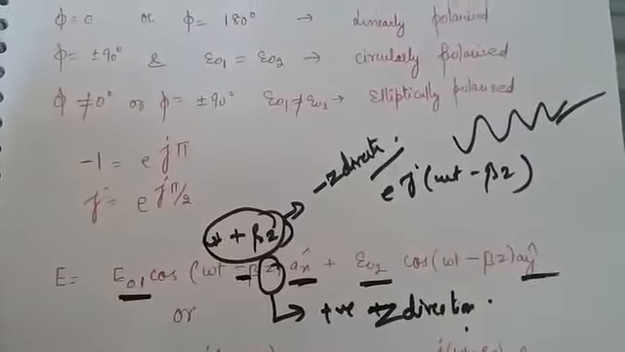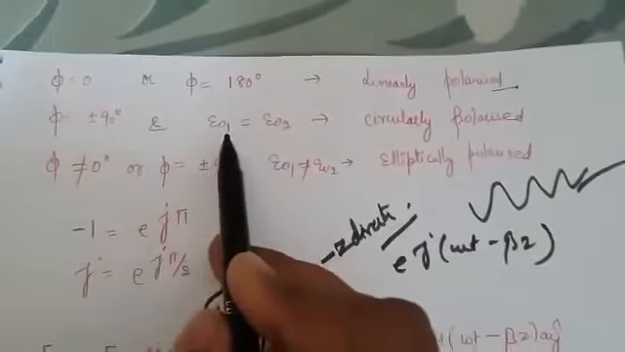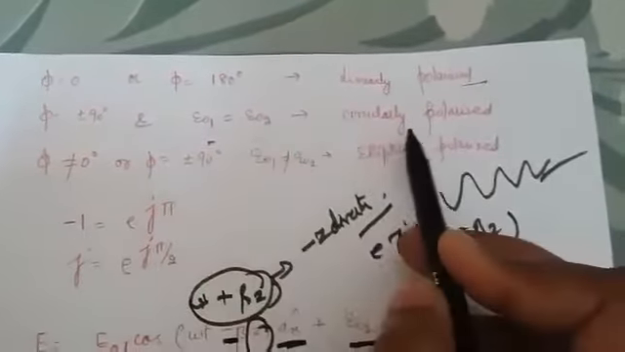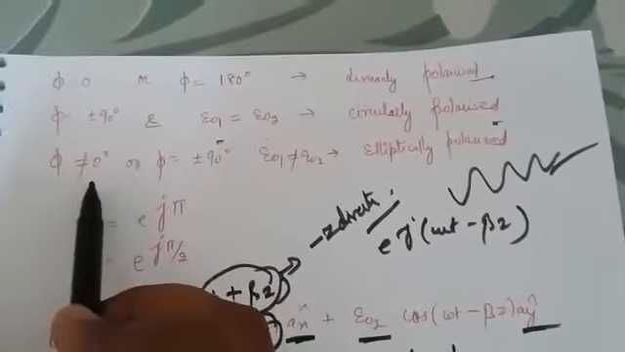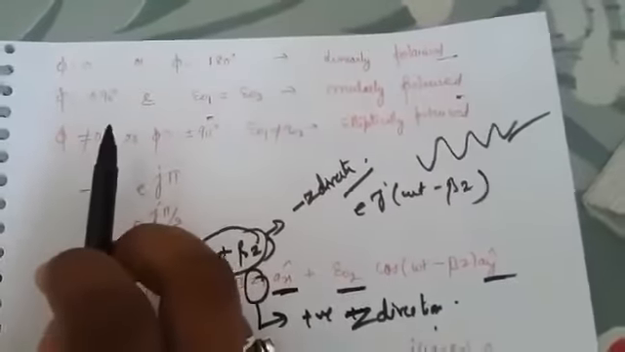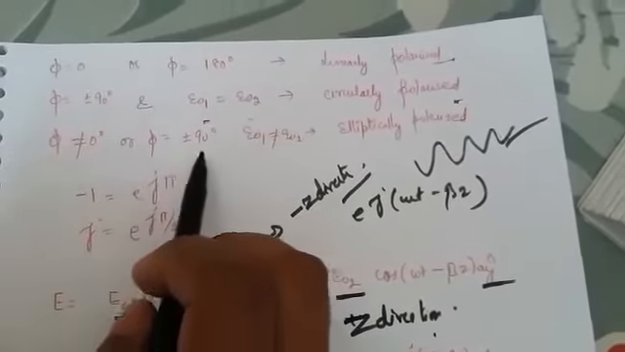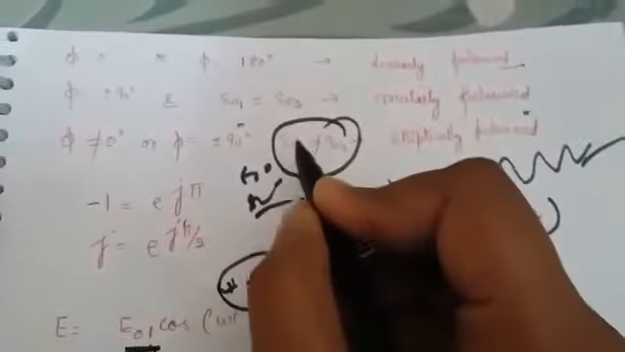And before that, you have to learn this: if the phase difference between the two components, that is E01 and E02, is 0 or 180 degrees, then it's linearly polarized. Okay, and if the difference is plus minus 90 degrees and both the components have the same amplitude, then it's circularly polarized. And if phi is not equal to 0, it may be anything, it may be plus minus 90 degrees, or it can be 60 degrees, 80 degrees, anything, then E01 is not equal to E02. This is the main thing. If both the amplitudes are not equal, then it's elliptically polarized.